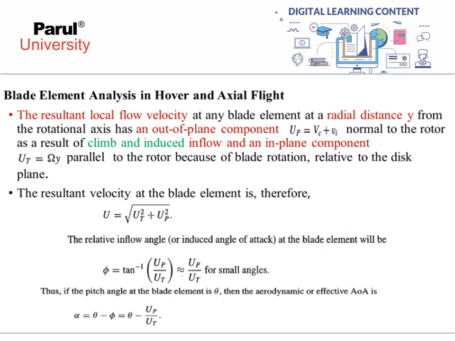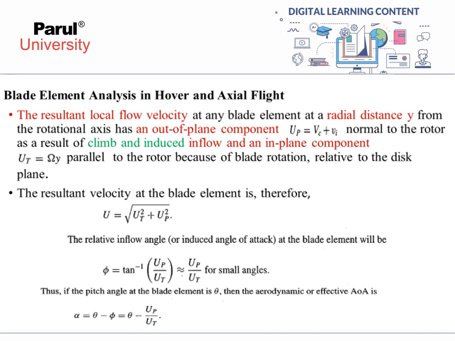Blade element analysis in hover and axial flight. The resultant local flow velocity at any blade element at a radial distance y from the rotational axis has an out of plane component UP equal to UC plus VC plus VI, normal to the rotor as a result of climb and induced inflow, and an in-plane component UT equal to omega y, parallel to the rotor, because of rotor blade rotation relative to the disc plane.